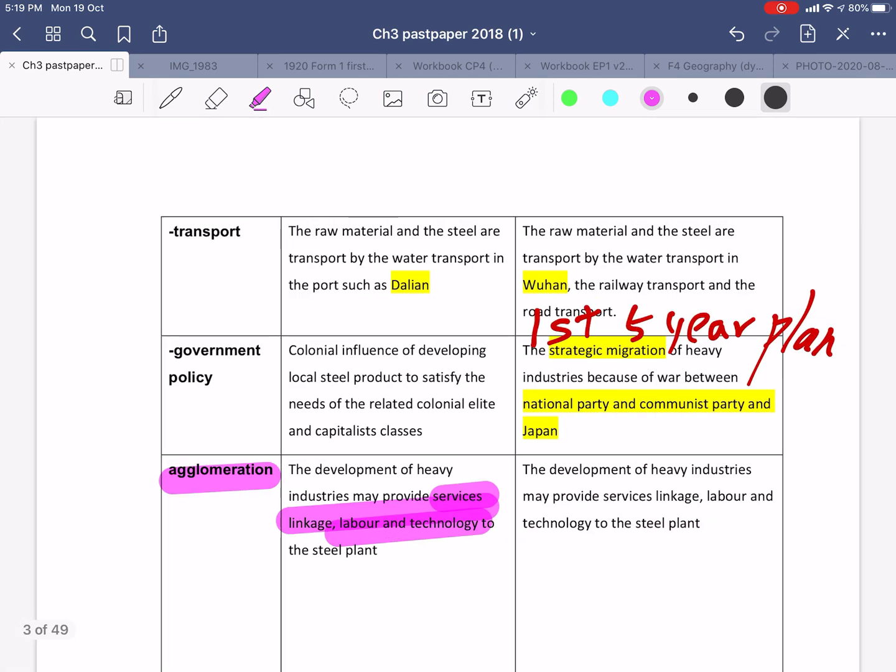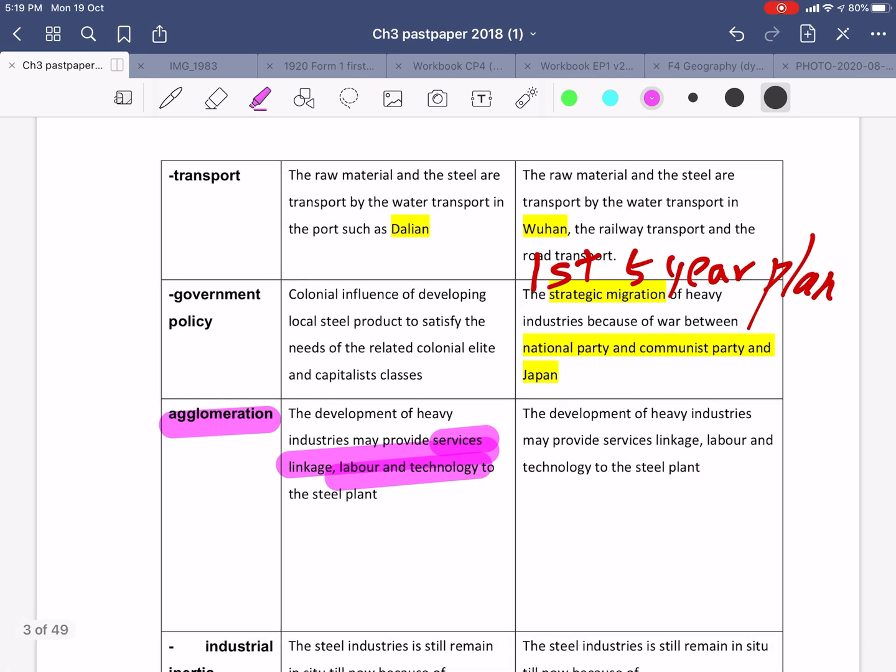apart from the very easy factors: raw material, land, labor, market, technology, and also transport and government policy. But for government policy, I would like to remind you that government policy played a major role in the development of different locations in China for different decades.